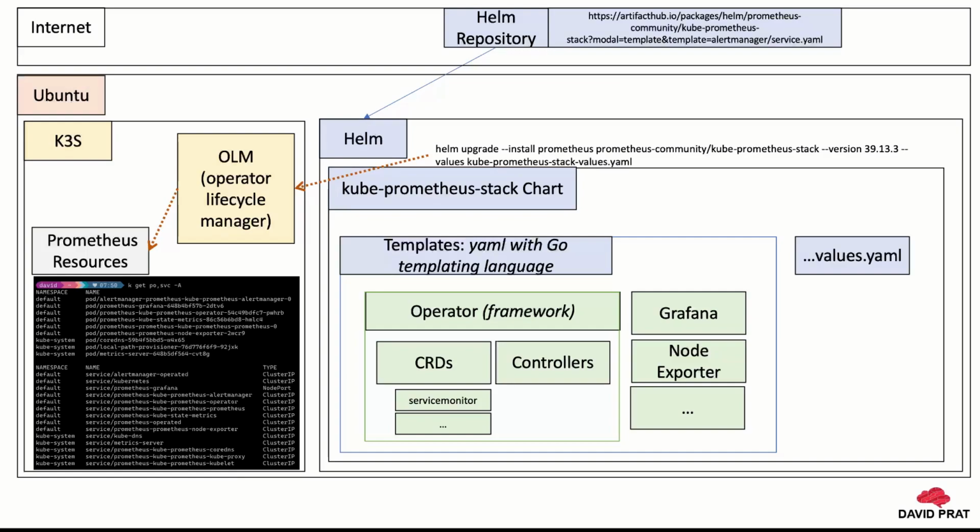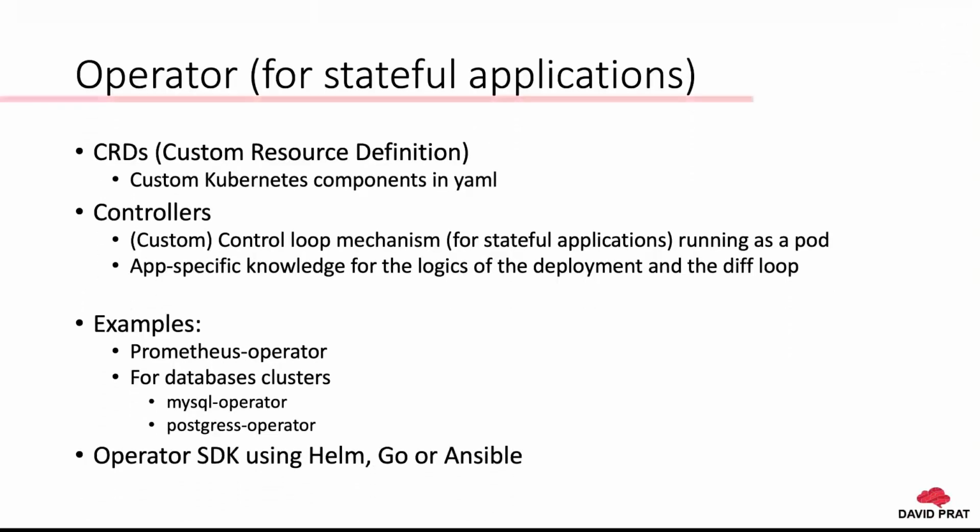So at the moment that everything is installed, we can just do a kubectl get pods and services, and we are going to see that it has translated all these CRDs and it has deployed also all these resources. And now we are seeing the typical pods and services in Prometheus. So now let's talk about the operators.